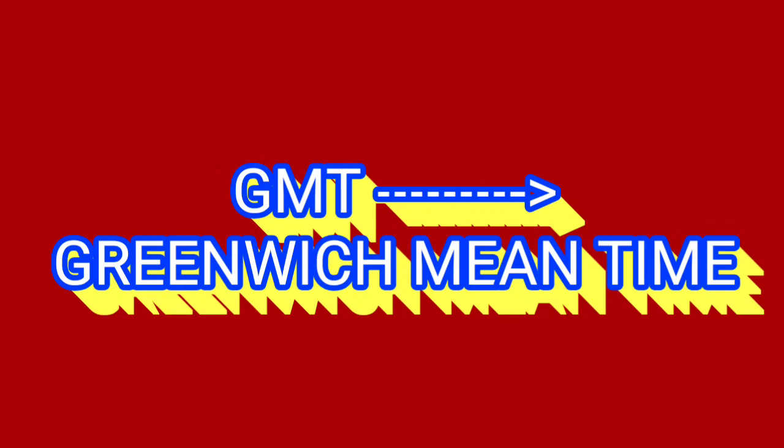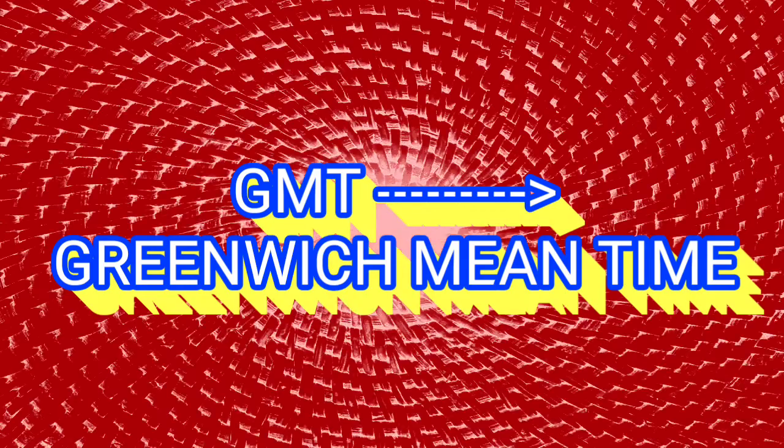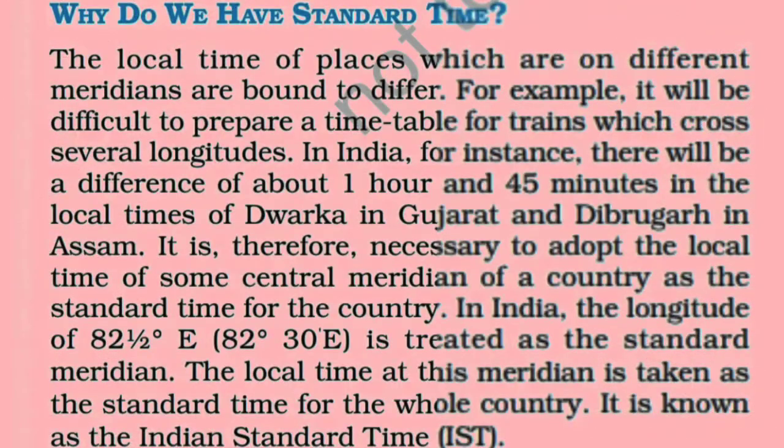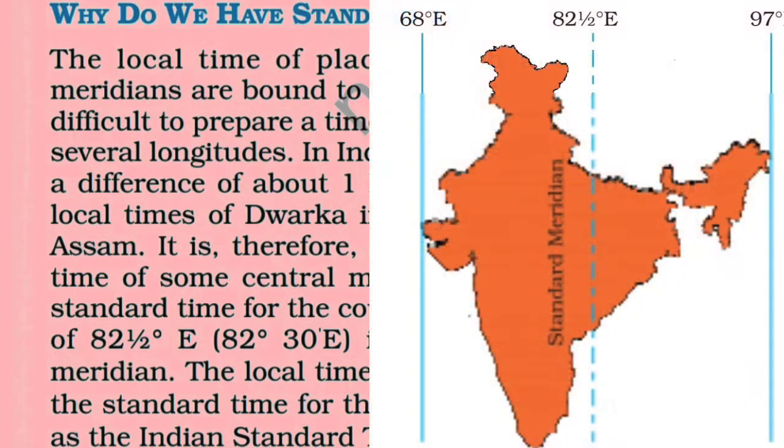Greenwich Mean Time means GMT. We take our international time from GMT. I am giving you here an example of it. India is located east of Greenwich at 82.5 degrees east. It is 5 hours and 30 minutes ahead of GMT. So it will be 7:30 p.m. in India when it is 2 p.m. in London.